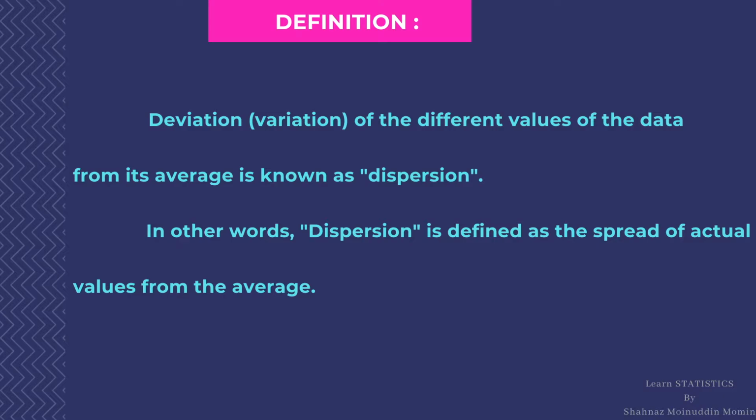Now let us see the definition of dispersion. The deviation or variation of the different values of data from its average is known as dispersion. In other words, dispersion is defined as the spread of actual values from the average. Means dispersion measures the spreadness of the values in the given data from its average.